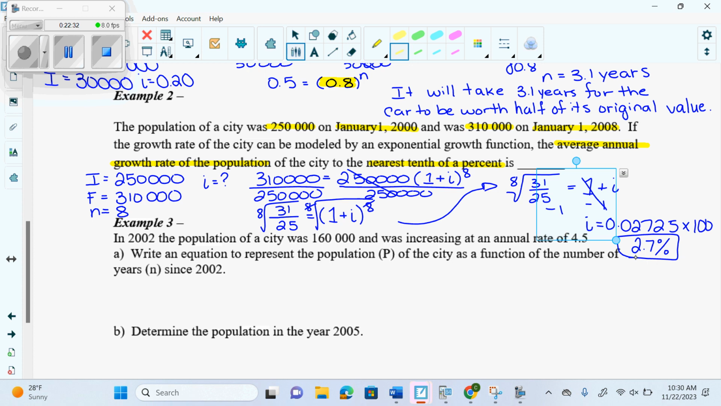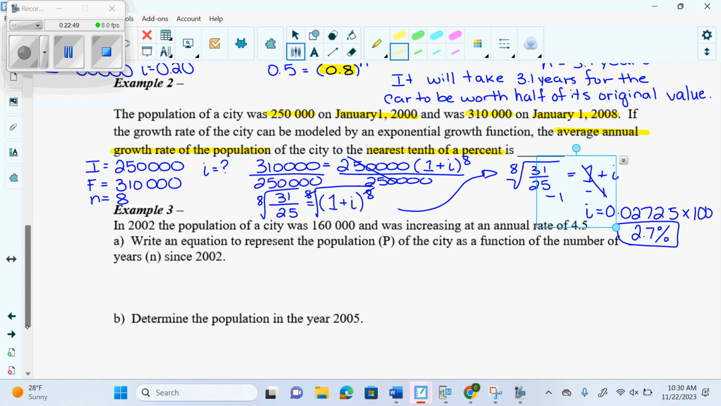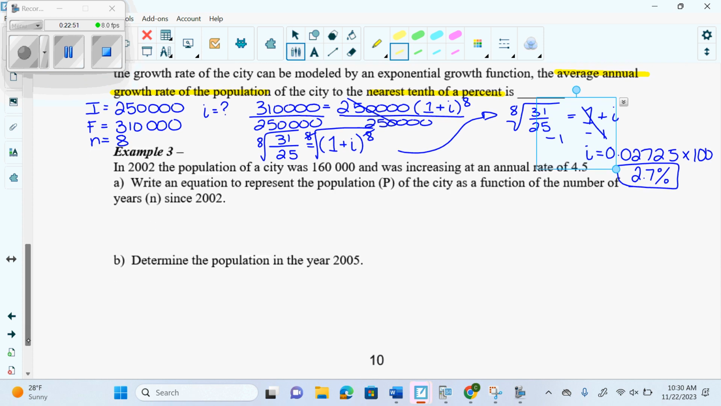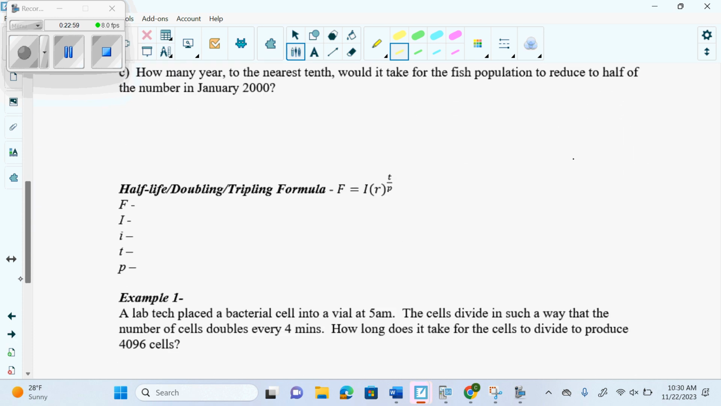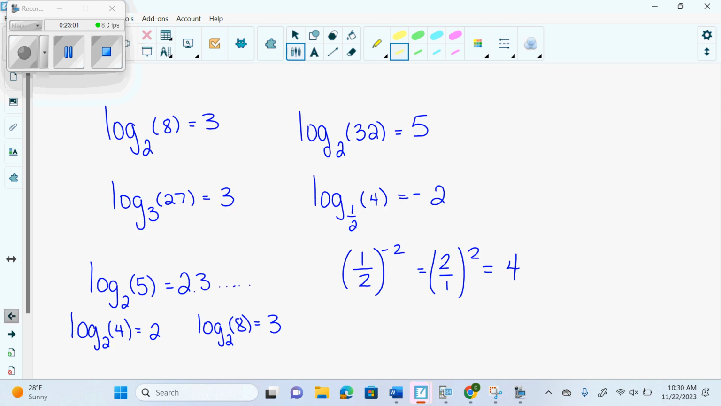And then you have to write a sentence. The average annual growth rate of the population of the city is 2.7% from January 1st, 2000 to January 1st, 2008. Okay, so you have to write all of that out. Now, do you see example 3? You also see, when I flip the page, if it lets me flip the page, example 4. I want you to do those, 3 and 4.